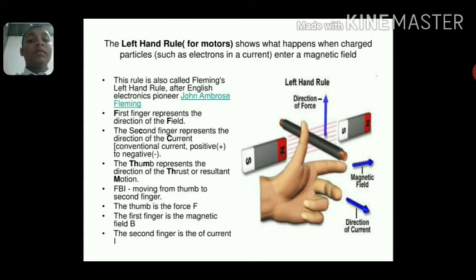FBI, moving from thumb to second finger. The thumb is the force F. The first finger is the magnetic field B. The second finger is the direction of current I.